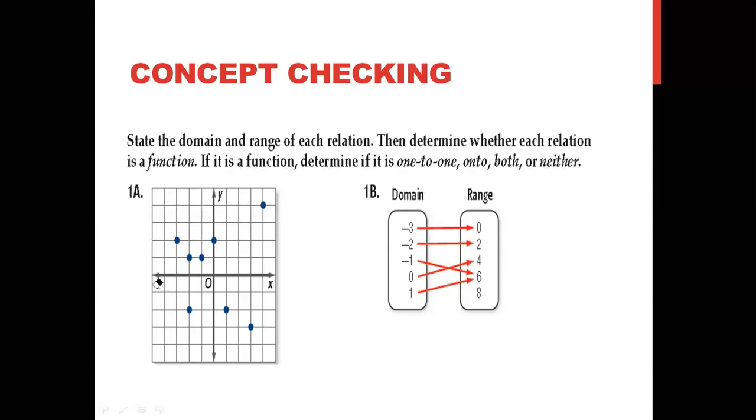For the graph, it's another form of the function, a graph, instead of the arrow diagram or the table or the set of ordered pairs, but we can put the set of ordered pairs on the coordinate plane.